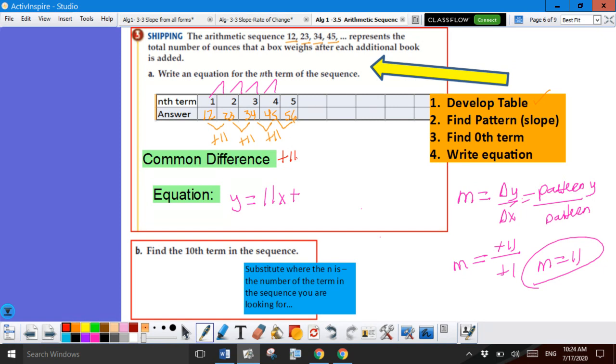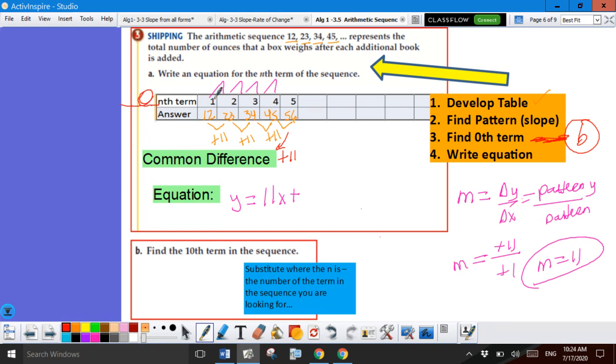Okay, plus 11. That is this pattern. That's easy. Step 3, 0th term. Okay, that is my y-intercept. I need the b. So here's what has to happen. So here's the first term. I need the 0 term.